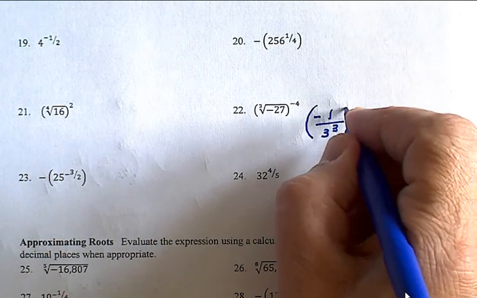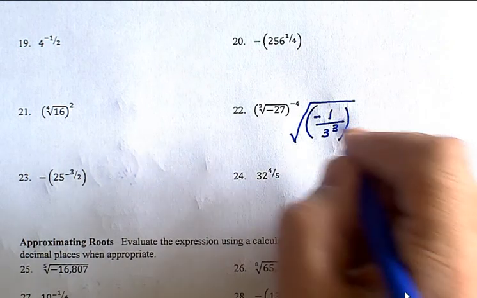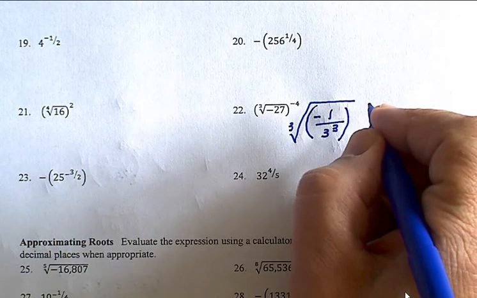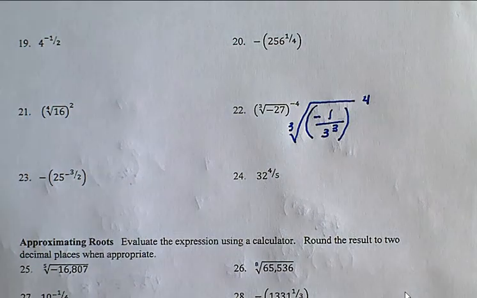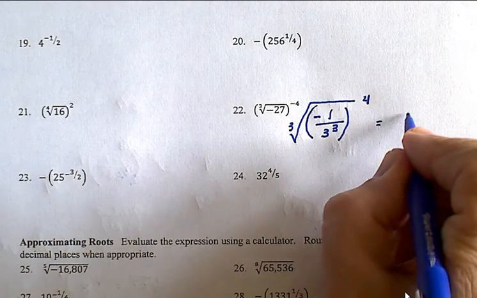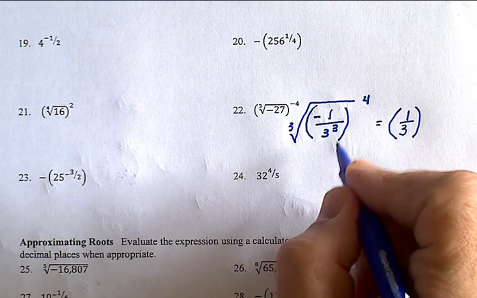Now I'm going to put that under the third root, and I'm going to raise all of that to the positive fourth power. So all I'm doing here is rewriting it so that some things will ultimately drop out. I've got a cube root and I've got a cube. The cube root of negative 1 over 3 to the third is just going to simplify to 1 over 3. That power and index will cancel out.